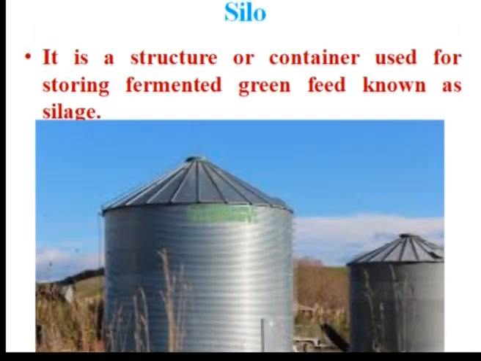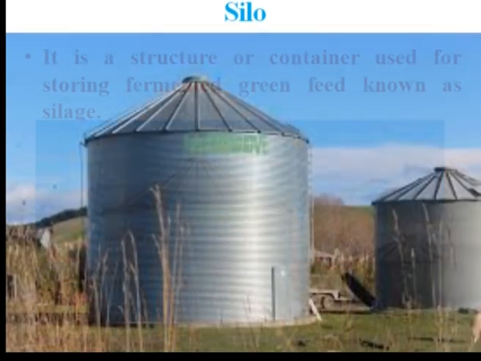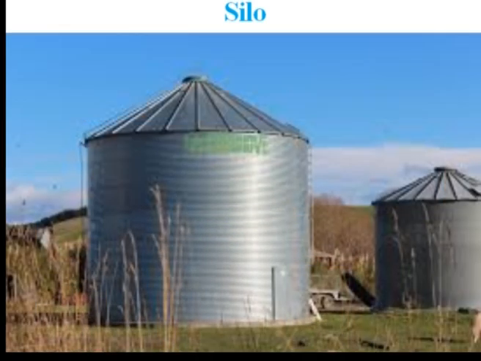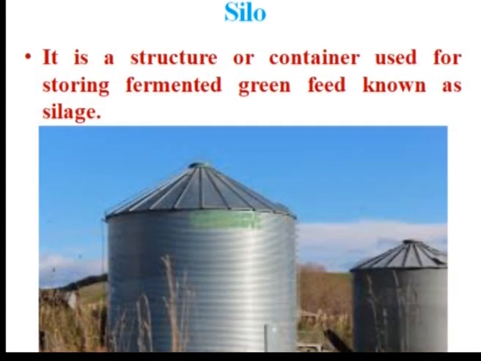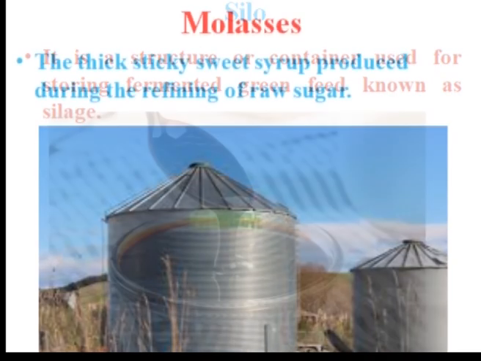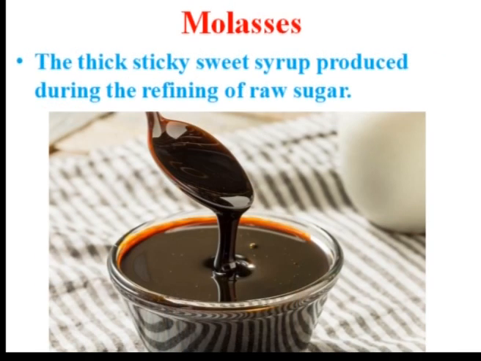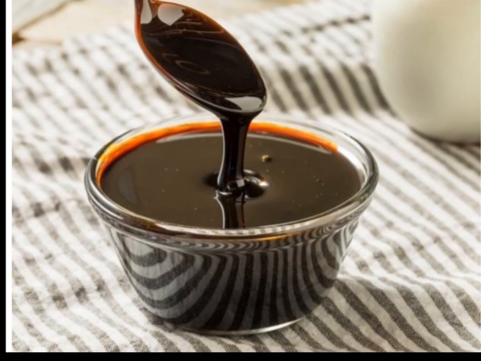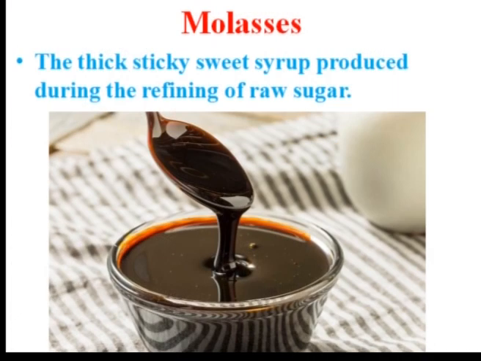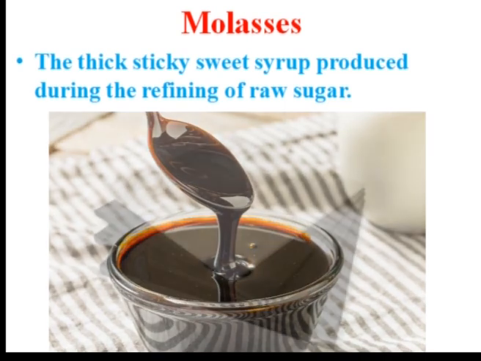The next important tool is silo. Silo is a structure or a container used to store fermented green feed known as silage. Silo can be a pit silo, plastic bags, barrel, or any structure constructed above or below the ground that can store green feed for fermentation. Molasses is also another ingredient and material used to prepare forage conservation. It is the thick, sticky, sweet syrup produced during the refining of raw sugar. Simply, molasses is a byproduct of sugar.